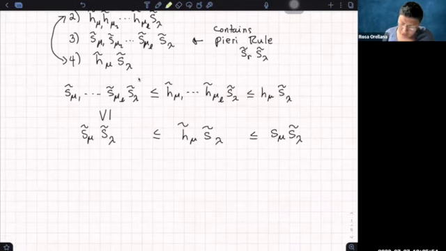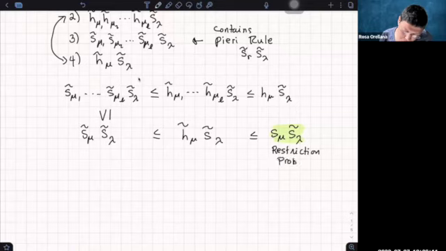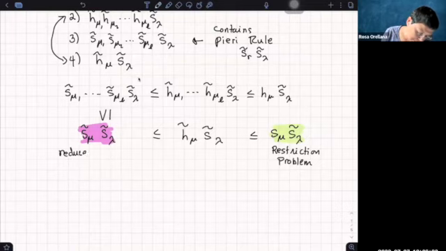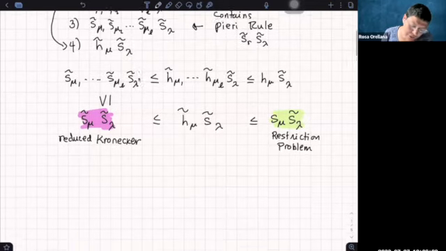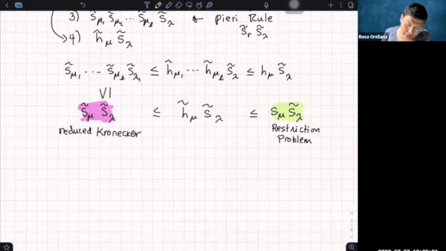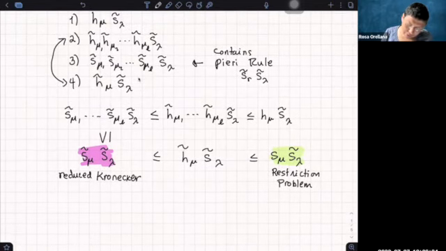So there are 2 problems that are outstanding in combinatorics. Well, in the combinatorial representation theory of the symmetric group, right? One is the restriction problem, and this one would be contained in here. So if one was able to obtain a combinatorial rule for this, it would solve the restriction problem. And this one right here, well, this would be reduced Kronecker. You could give a combinatorial interpretation for reduced Kronecker, and we are actually working on this.